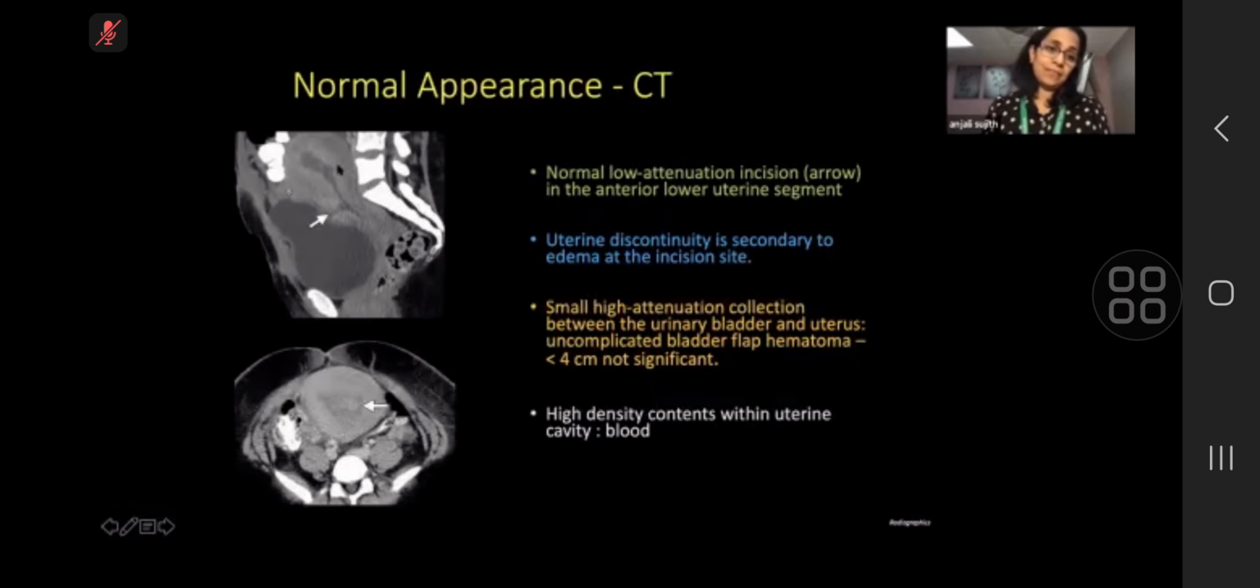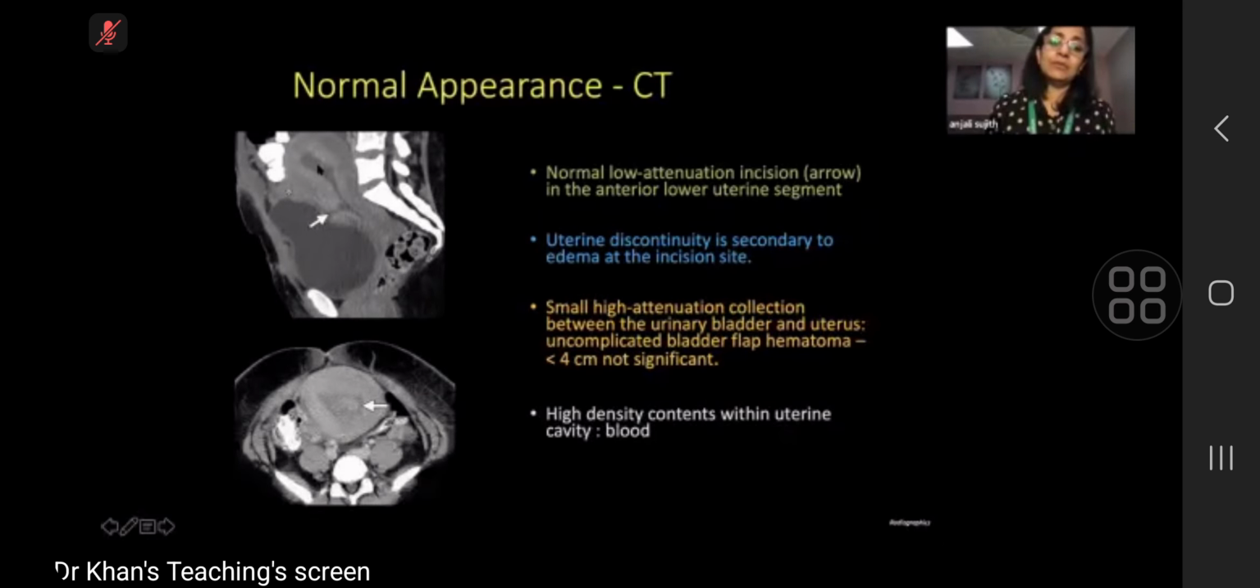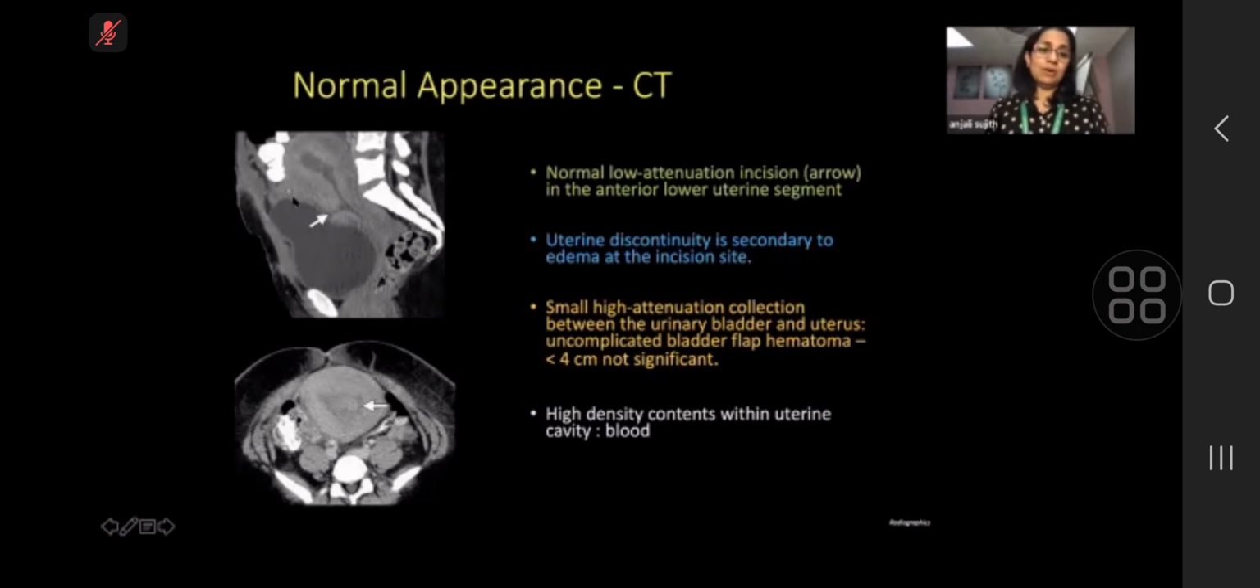And on CT, this is the incision, which will look hypodense. It will look as if the myometrium is discontinuous, but this appearance is because of edema. You expect some amount of thickening or fluid contents within the endometrium. There will be some hyperdense blood clots within the endometrium. Importantly, look at this isodense soft tissue structure between uterus and bladder. This is called a bladder flap hematoma.